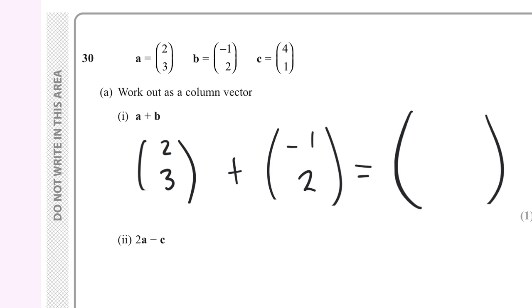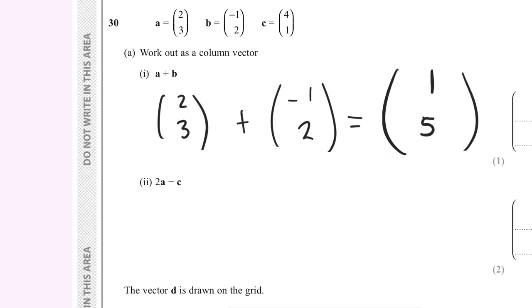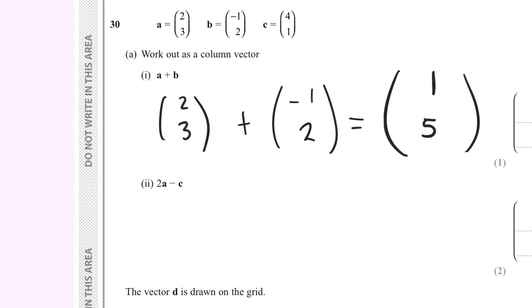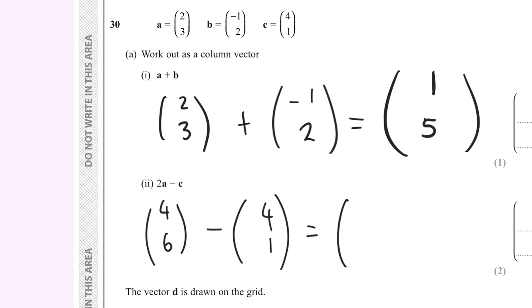So you're doing 2 plus minus 1, which is basically 2 minus 1, which is 1. And then you're doing 3 plus 2, which is 5. Apologies for my reminder popping up then. So we've got 1, 5. That's your first answer. Second one says 2a. So all we need to do is double these numbers first. So that's going to be 4, 6. Take away c, which is 4, 1. It says leave it as a column vector.